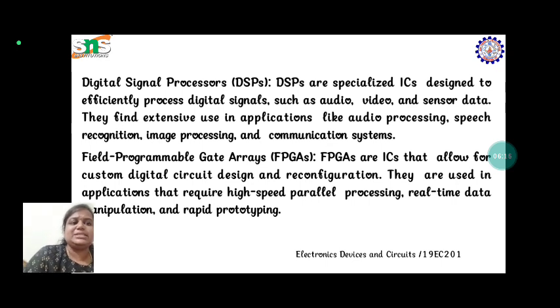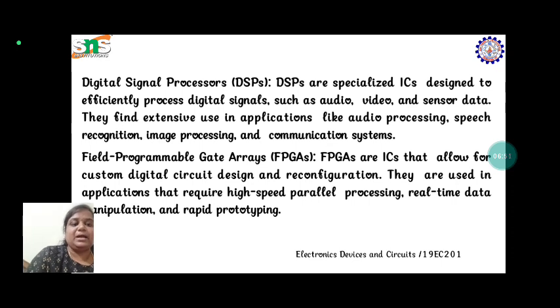What is the meaning of digital? It is zeros and ones, right? So it processes digital signals such as audio, video, sensor data. They find extensive use in applications like audio processing, speech recognition, image processing and communication systems. So here also we are using the embedded system. The DSP is also one type of IC, right? Just as the microprocessor and controller are ICs, the digital signal processor is also an IC. It can process such audio, video and sensor data.